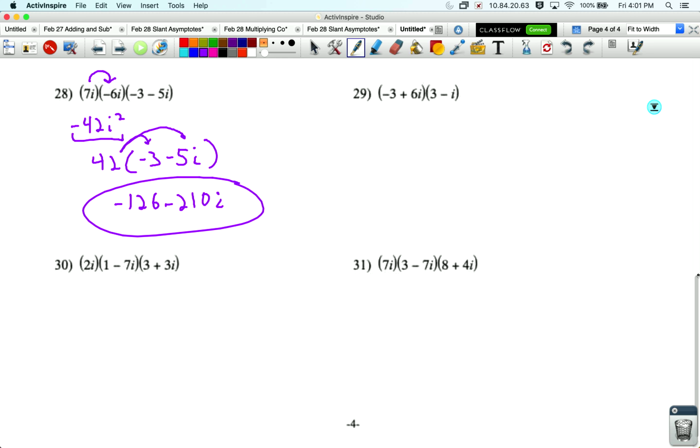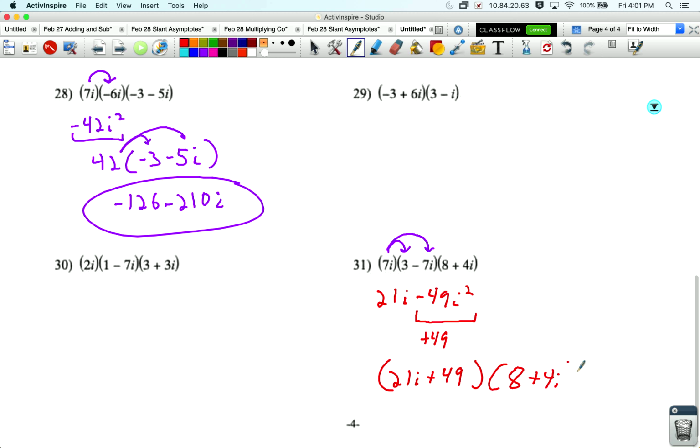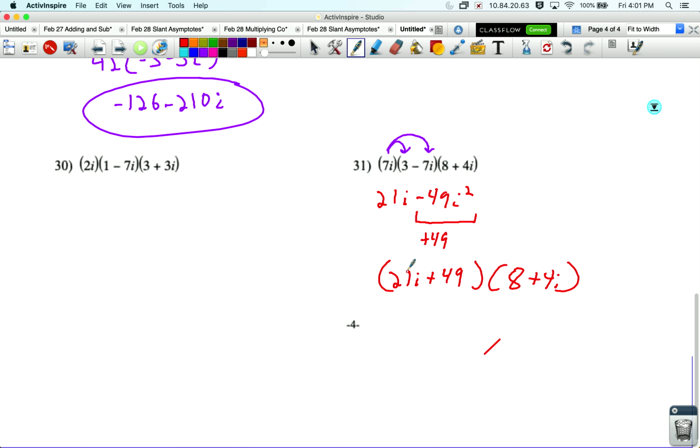All right. Maybe just one more. 31 looks maybe kind of tricky. I'll start by distributing the 7i. Although I think it's about the same either way. You get 21i minus 49i squared. That's going to become a plus 49. So I've got 21i plus 49 times 8 plus 4i. All right, we'll be a little bit more careful with this distribution because I've got the i term in front here. Not a big deal. I think we can deal with that.